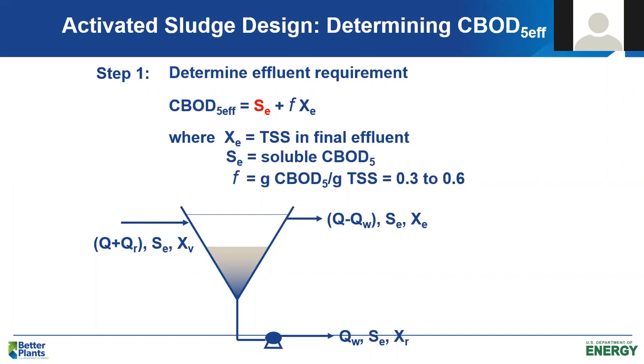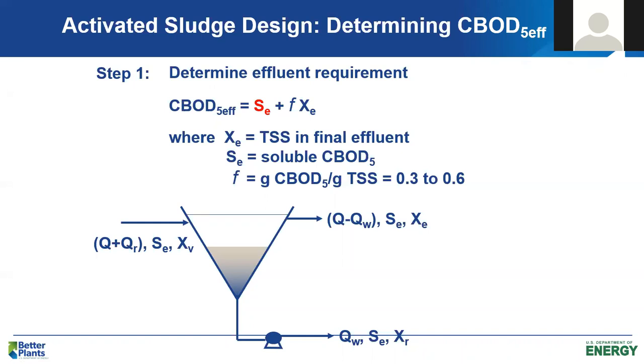What I'm going to introduce now is a 7-step process whereby an engineer can design the activated sludge process. There are many ways to design the activated sludge process. This is just one way that we might do it, okay? Step one would be to determine our effluent requirement. Our NPDES permit will specify the total CBOD5 or total BOD5 concentration that we have to meet. All right, so if the permit says CBOD5 of the effluent, that's total CBOD5.